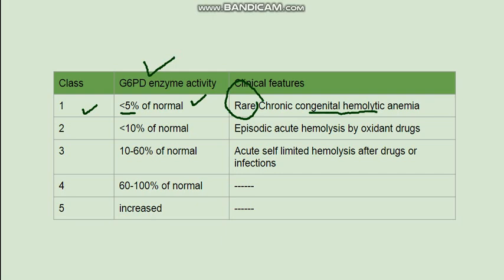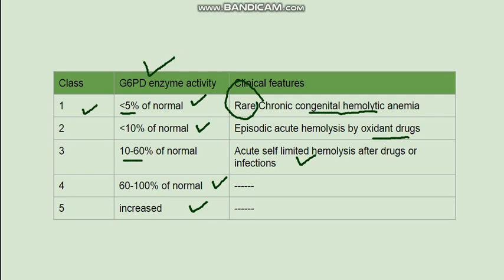Then if the enzyme activity is less than 10%, it will cause episodic acute hemolysis. It will not be self-limited, and oxidant drugs can cause it. Then there is category 3 in which there is 10 to 60% of normal enzyme activity. So it will cause self-limited hemolysis after drugs or infections. And lastly, there is category 4 and category 5. We will understand these symptoms later on also.